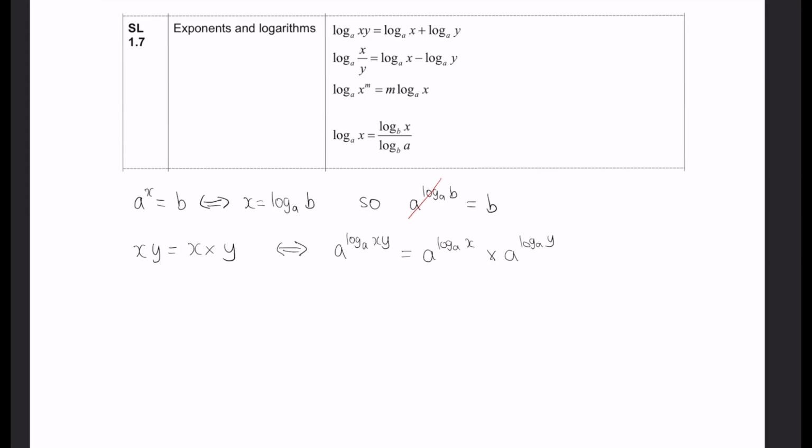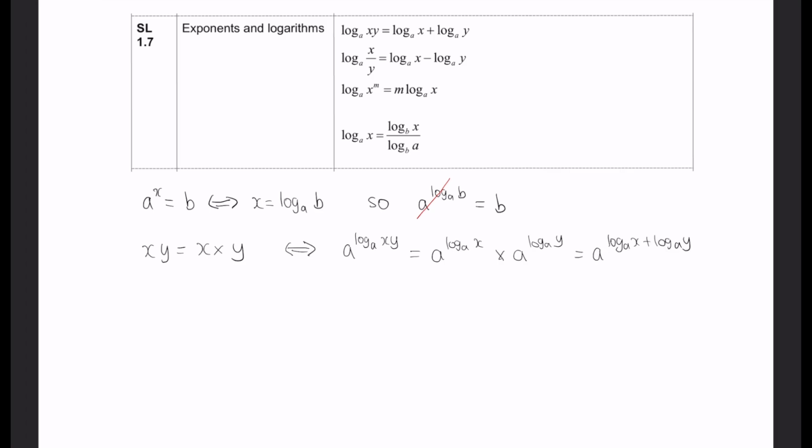Therefore, the equation xy equals x times y is equivalent to the equation a to the power of log base a of xy equals a to the power of log base a of x times a to the power of log base a of y. And by the rule of exponents, we know that it is equal to the following. If we equate the indices of a, we get log base a of xy equals log base a of x plus log base a of y.